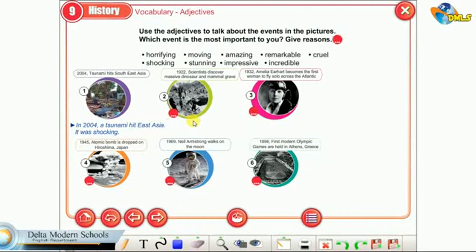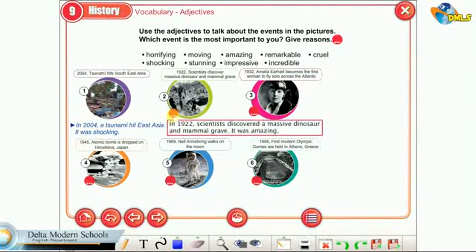Number 2. In 1922, scientists discovered a massive dinosaur and mammal grave. So, how do you feel? Can you describe it with one adjective? Let's see. It was amazing. In 1932, Amelia Earhart became the first woman to fly solo across the Atlantic. How do you feel, or how can you describe it with one adjective? Okay, it was impressive.